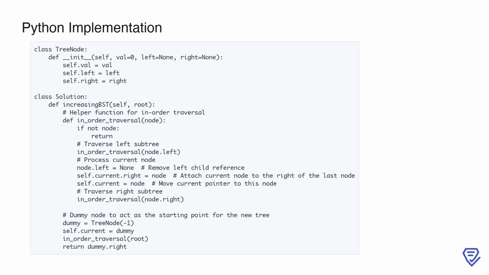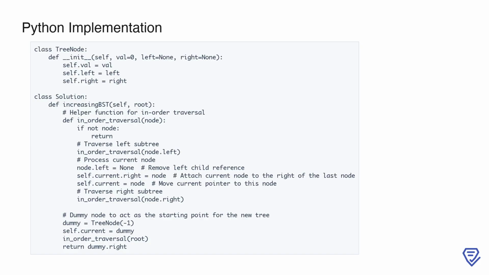The problem requires transforming a binary search tree, BST, into an increasing-order search tree where every node only has a right child. This is achieved by performing an in-order traversal of the BST. In-order traversal naturally visits nodes in ascending order for a BST, making it ideal for this task. The TreeNode class represents each node in the binary tree, with attributes for its value, val, left child, left, and right child, right. The increasingBST method in the Solution class handles the transformation process.